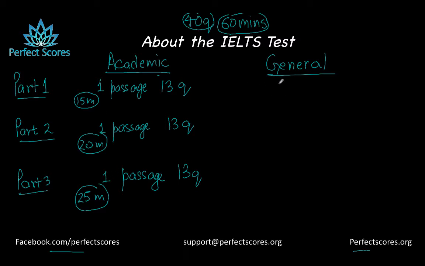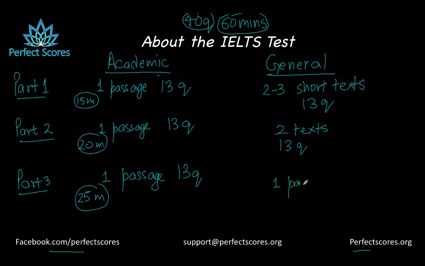Coming to the general test, part 1 will have 2 to 3 short texts. Very simple text, for example, an advertisement, and a total of 13 questions. Part 2 will have 2 texts. They will not be as short as the first part was. And again, a total of 13 questions. Part 3 will have one long passage, and again 13 questions.